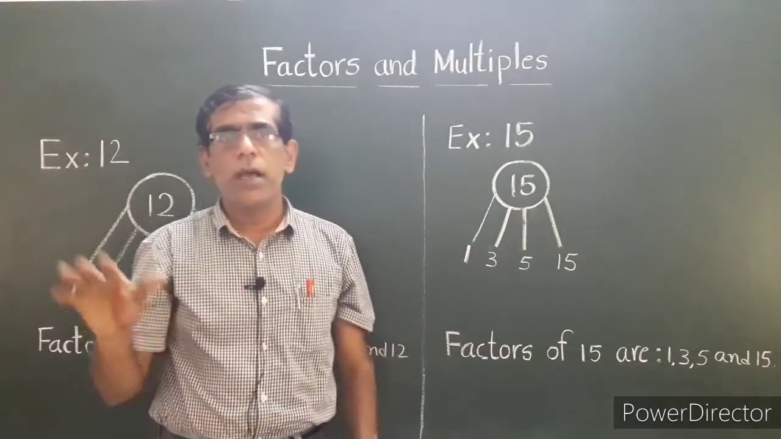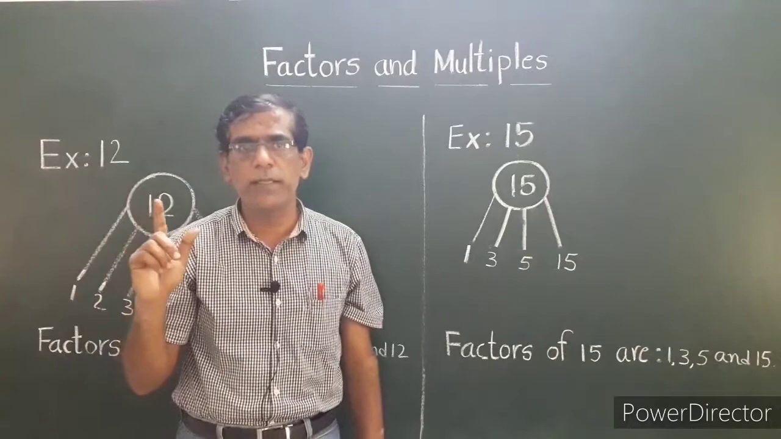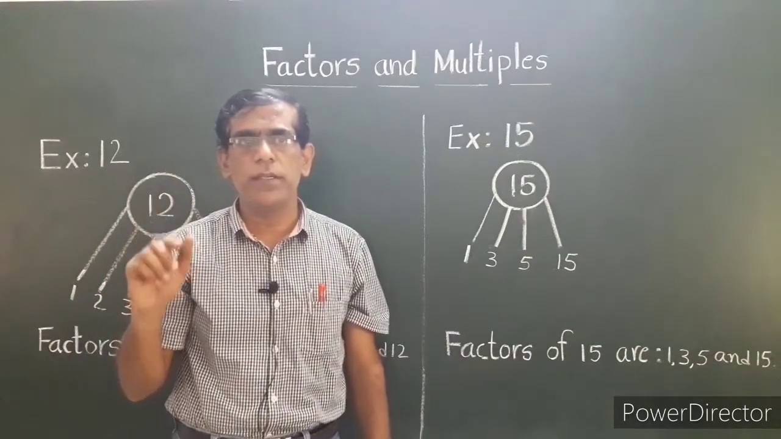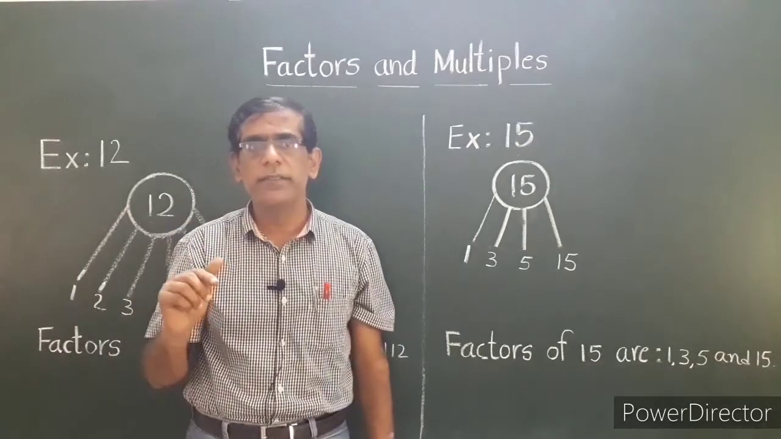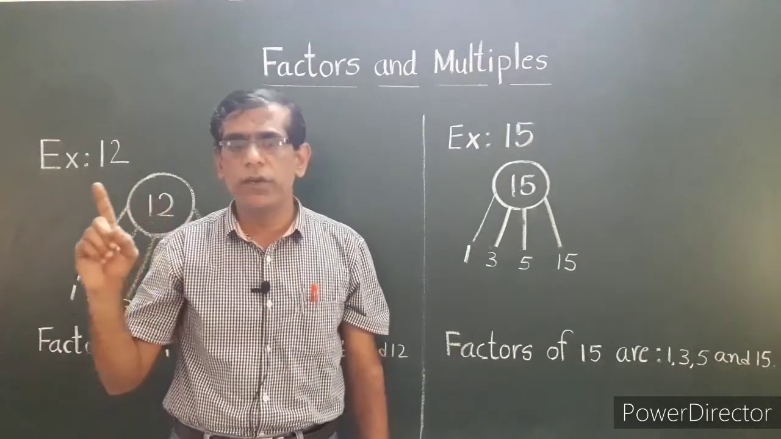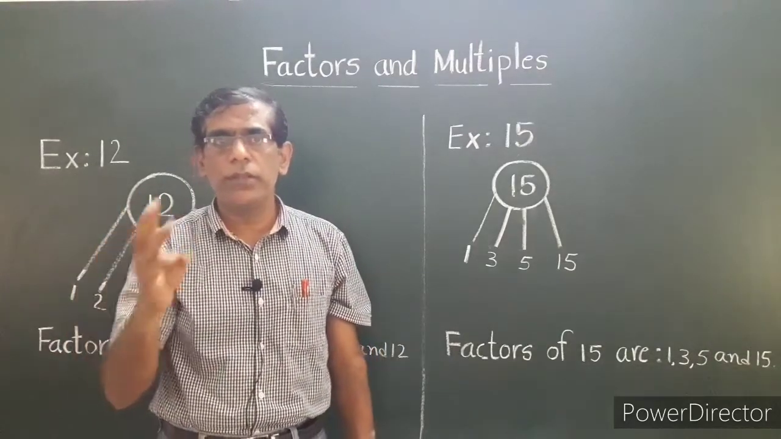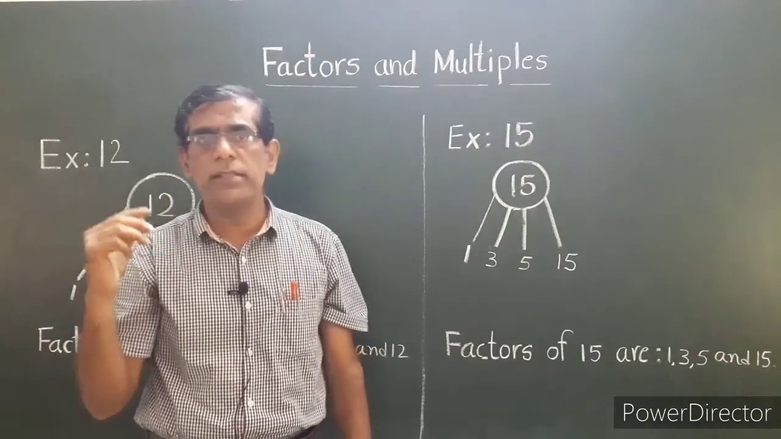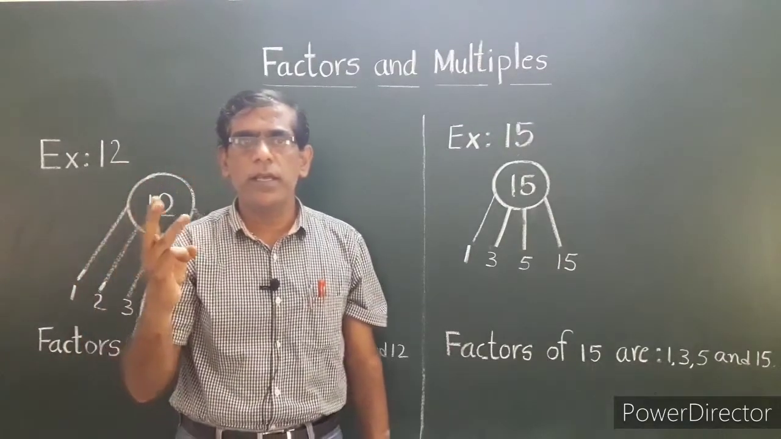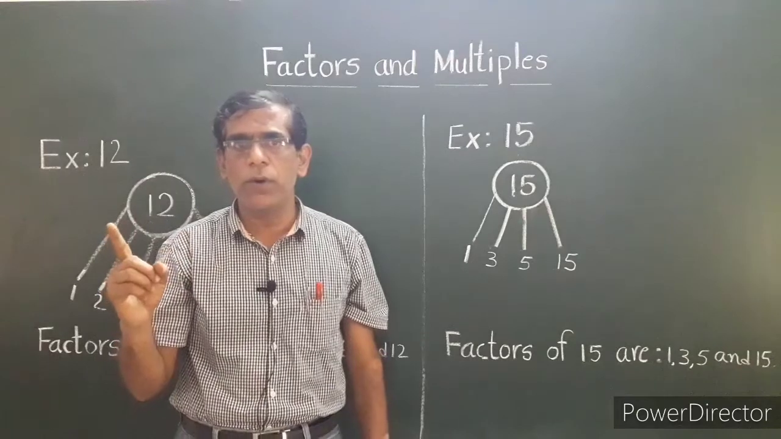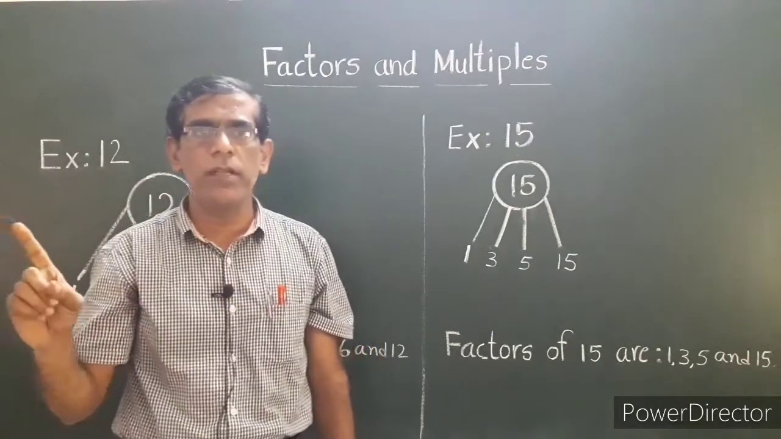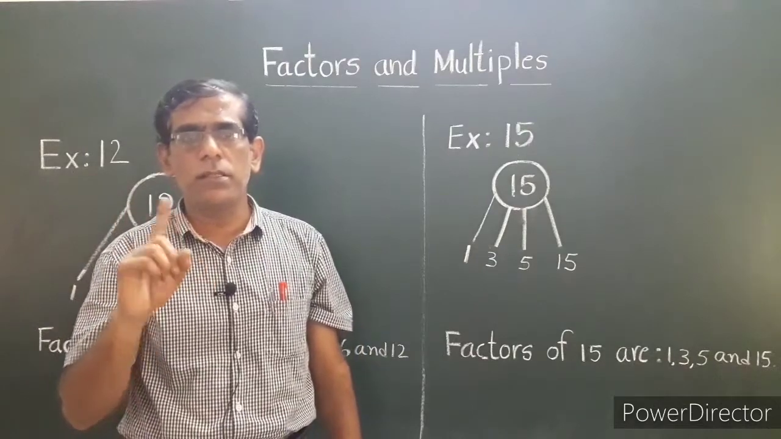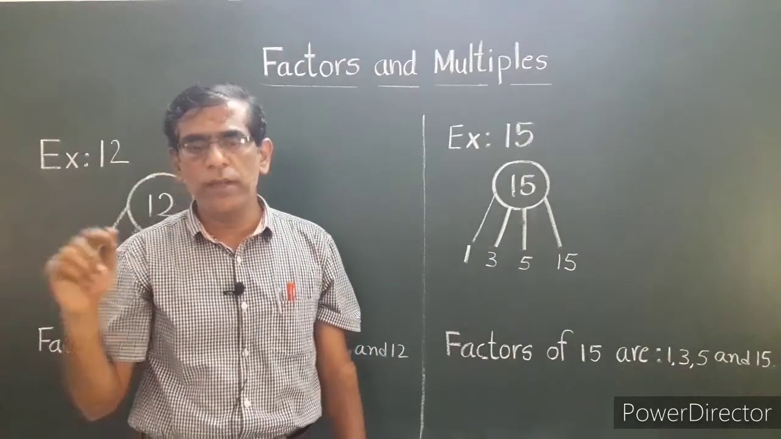This time I distribute 6 pens per student. 6, 12. Here 3 pens remain. Therefore 6 is not a factor of 15.